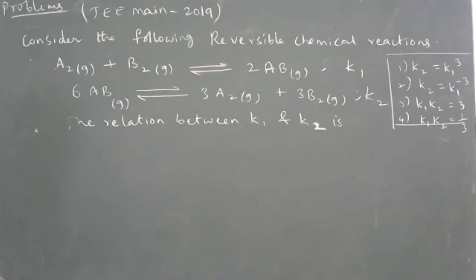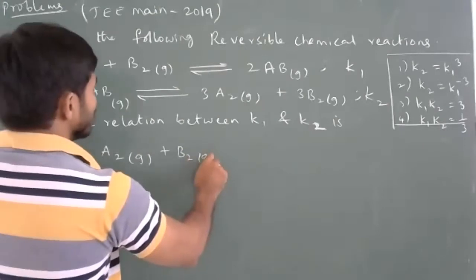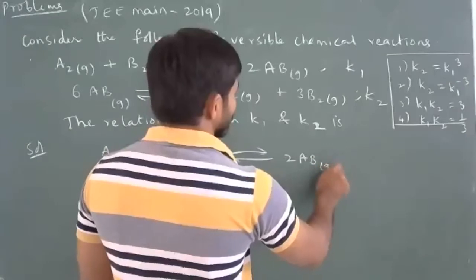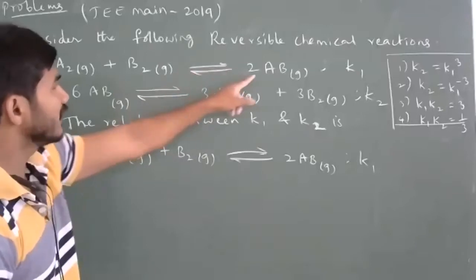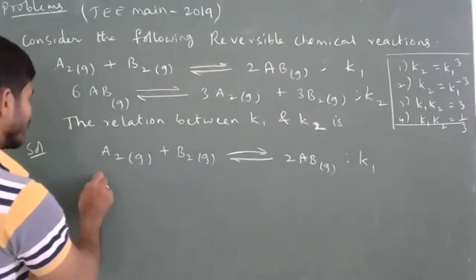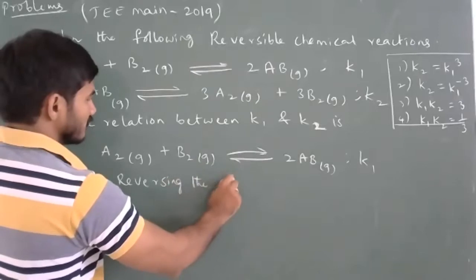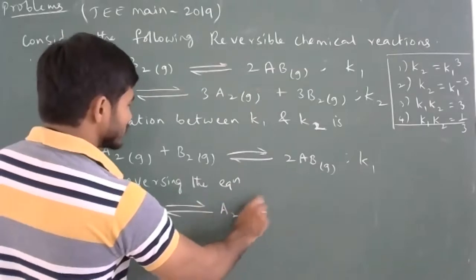Yes, option 2 is correct. You see, so first equation is A2 gas plus B2 gas convert into 2AB gas. So for this K1, from this equation, how do you get this equation? You see, here 2AB is there, here 6AB is there. So first we have to reverse the equation. So on reversing the equation, we get 2AB convert into A2 plus B2.